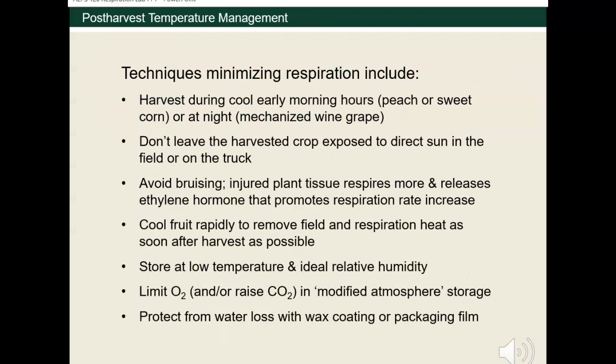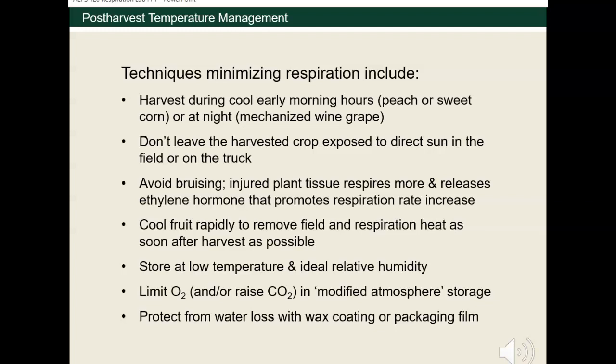Produce already has its own metabolic heat of respiration. Like you performing an athletic event, the last thing a grower wants to do is add a field heat load to the equation, driving temperature higher and respiration higher.